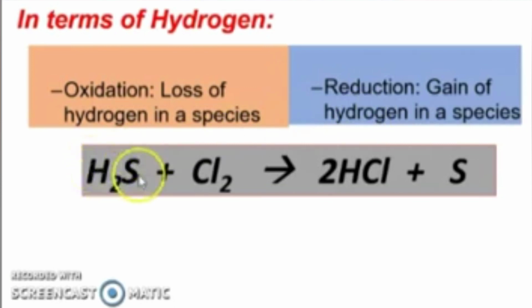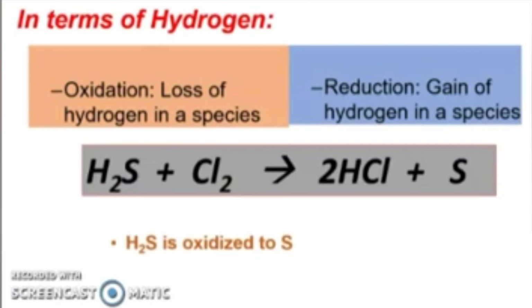Look at this reaction now. We have hydrogen sulfide combining with chlorine to give us 2 moles of hydrogen chloride plus sulfur. In this reaction now, who is losing hydrogen? Hydrogen sulfide, is it not? Hydrogen sulfide has lost these 2 molecules of hydrogen to become sulfur.